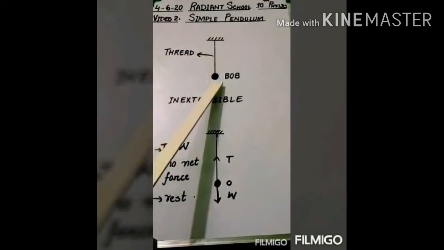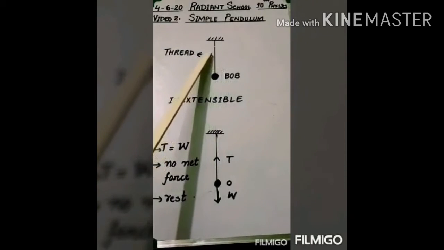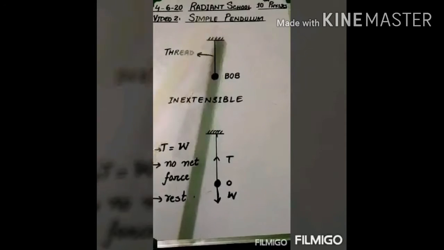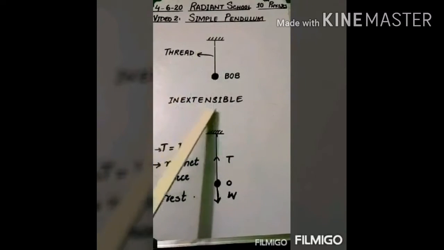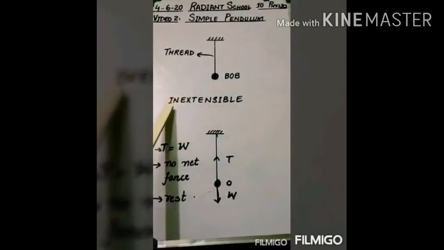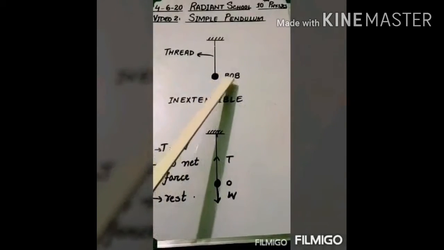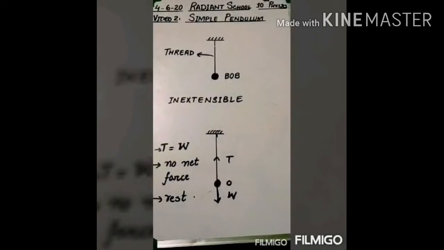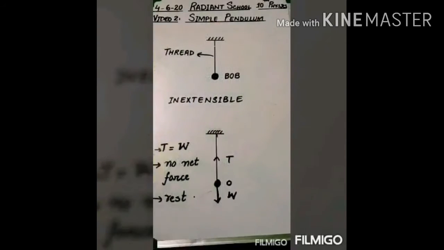How is the pendulum? This is a bob and it is attached with a thread. The other end of the thread is attached with the support. The main characteristic of the thread is it is inextensible. It means a thread which cannot be extended when we attach the bob with it. So, what is a simple pendulum? You have understood well.